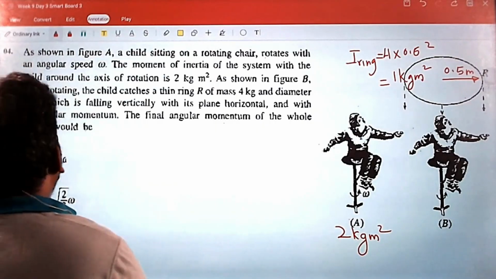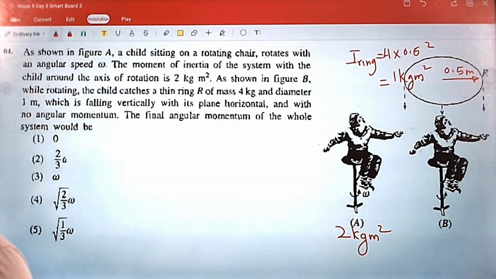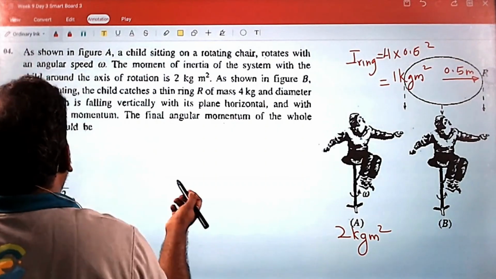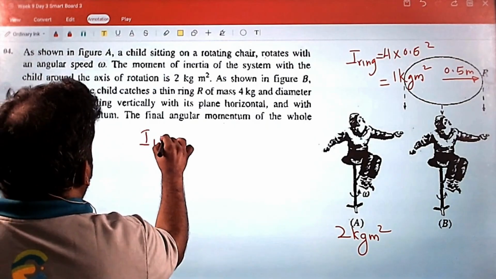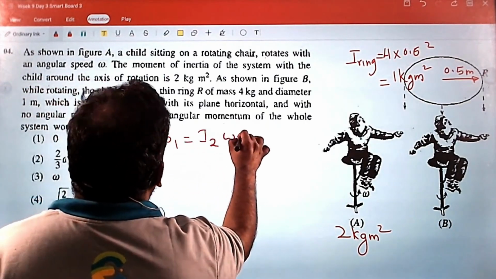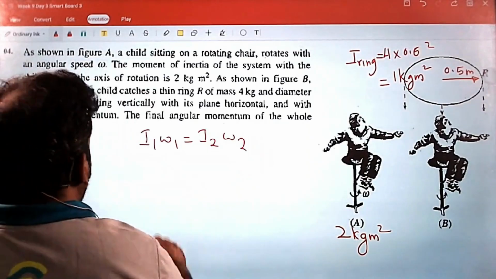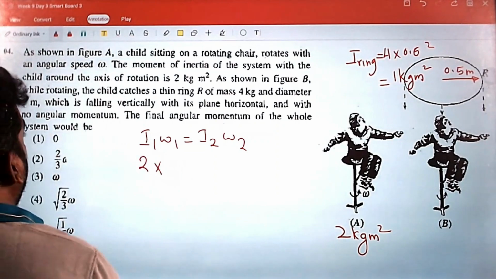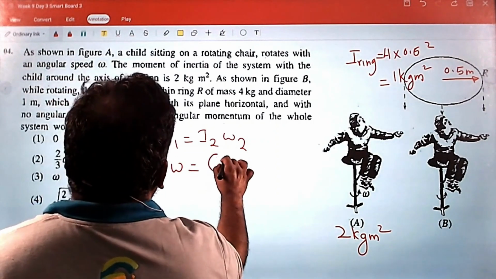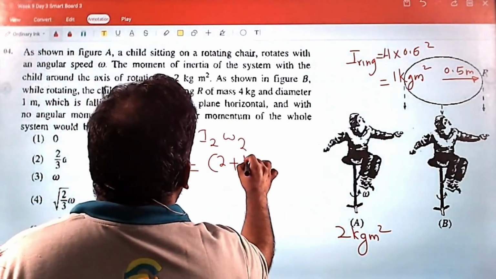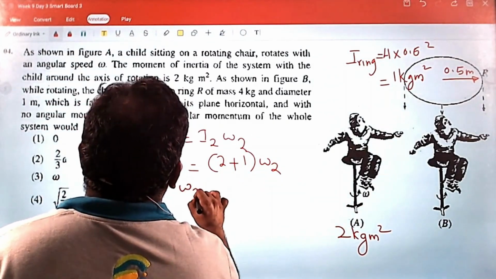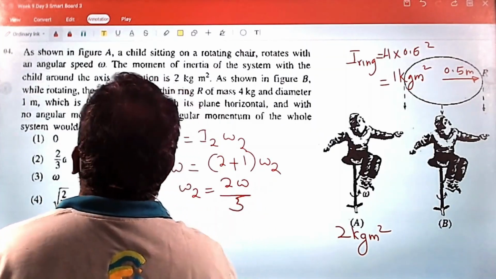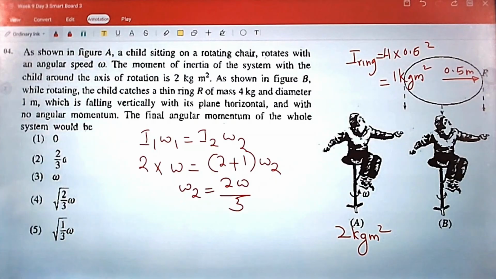So the final angular momentum of the whole system will be, initial angular momentum, I1 omega 1 equals I2 omega 2. Initial moment of inertia 2, angular velocity omega. Finally, the child is also rotating, the ring is also rotating, omega 2. Omega 2 is equal to 2 omega divided by 3. Answer is answer number 2.